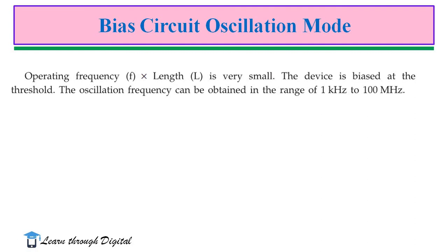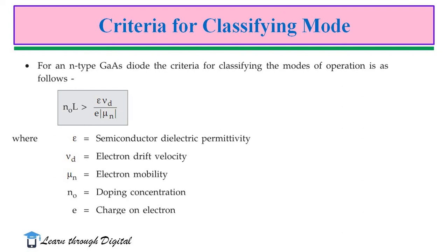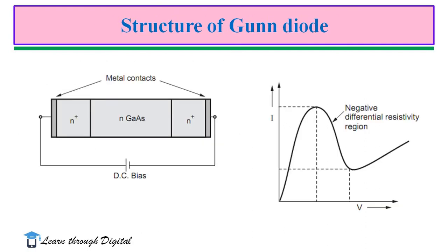When FL is very small, the device is biased at the threshold. The oscillation frequency can be obtained in the range of 1 kHz to 100 MHz. For an N-type gallium arsenide diode, the criteria for classifying the modes of operation is N0L greater than epsilon Vd by E mu N, where epsilon is the semiconductor dielectric permittivity, Vd is the electron drift velocity, mu N is the electron mobility, N0 is doping concentration, and E is charge on electron.